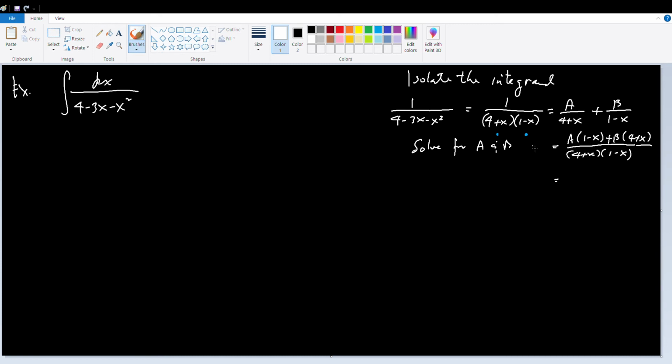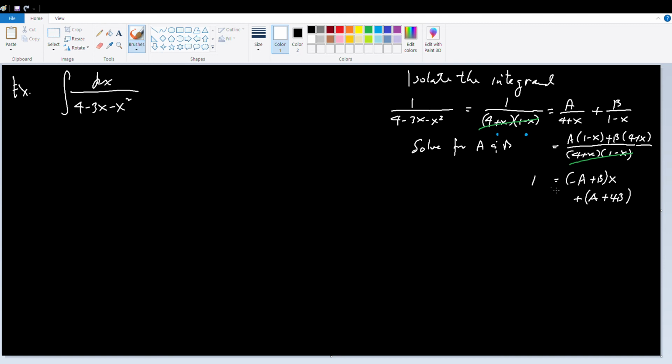And then we can cancel both denominators. Right? So that is equivalent to 1. And then let us combine similar terms. So negative a plus b quantity times x. So we have negative ax and bx. So we factor the x. That will be quantity negative a plus b quantity x. And then the constants will be a plus 4b.